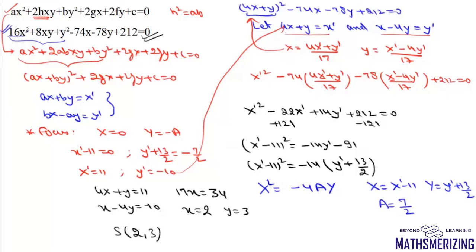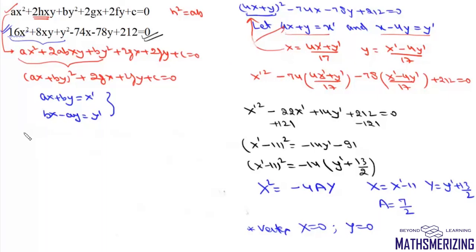In the same way we can find the vertex also. Now for the vertex, we'll need to put capital X as 0 and capital Y equal to 0, and from there we'll get x dash and y dash, and from this first equation we can find the value of again x and y, that is the vertex of this parabola. Now we'll find the equation of the directrix.